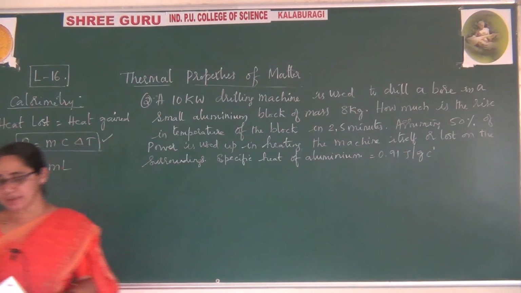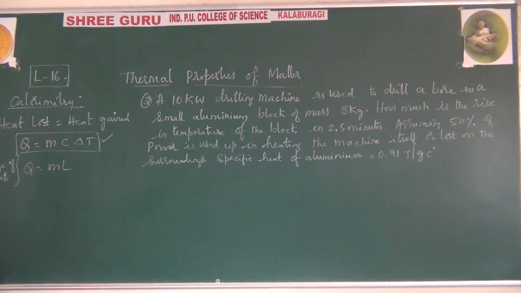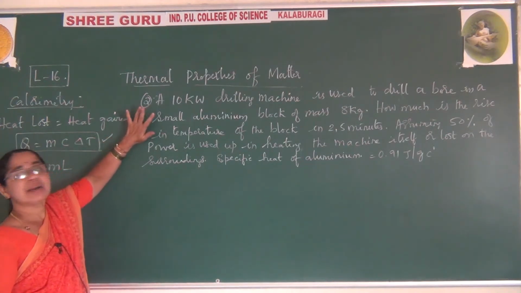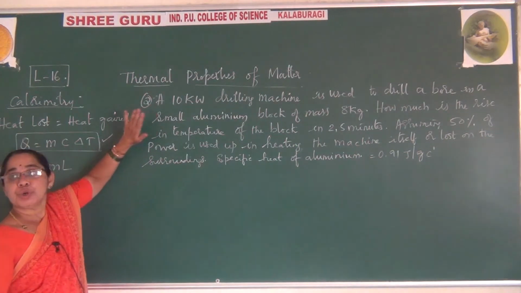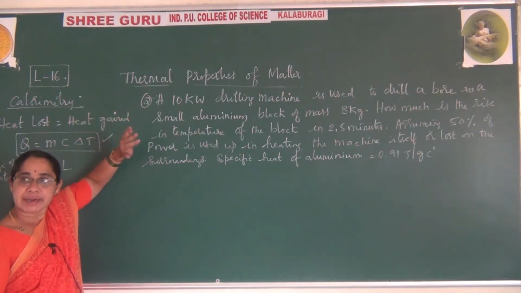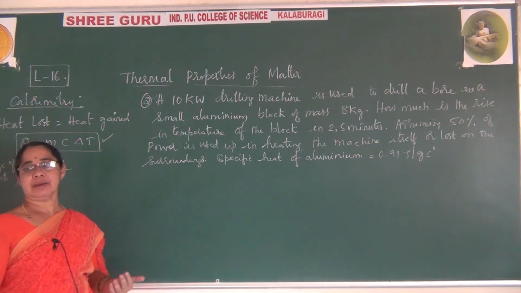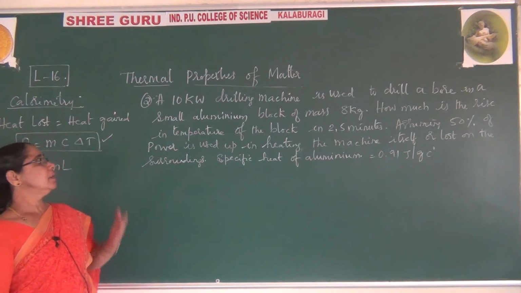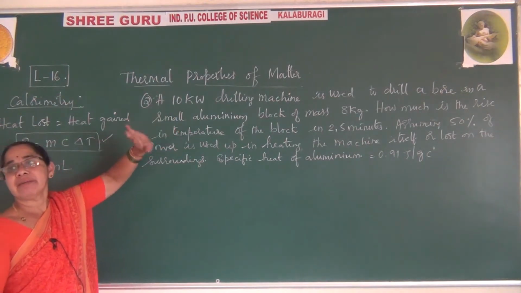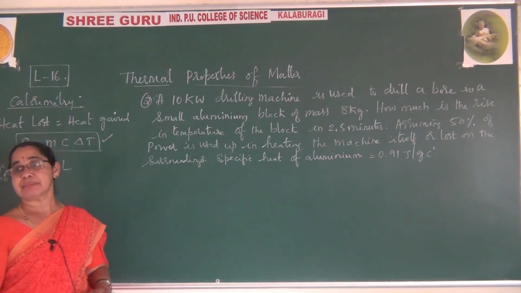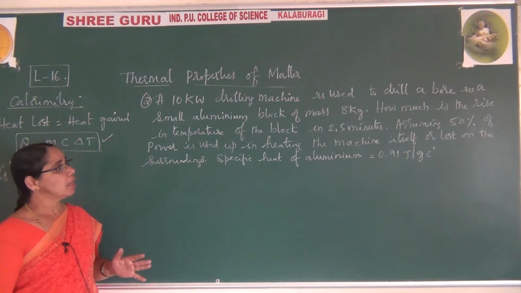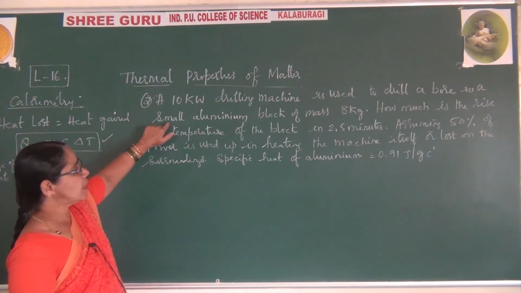In this they have given a 10 kilowatt drilling machine. They have given one machine, and the 10 kilowatt drilling machine means the power of that machine is given. You know power in mechanics, you have already heard regarding power, where power is nothing but energy by time taken, or work done by time taken. So here they have directly given the power in the SI system, 10 kilowatts. Okay. Now this has been used on a small aluminium block.